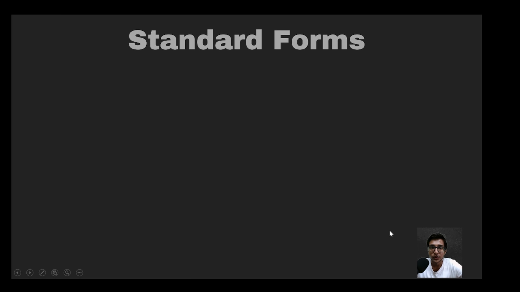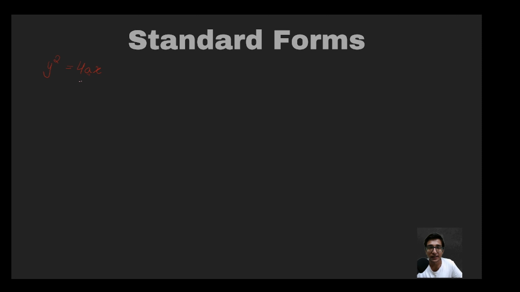Now, let us look into some standard forms of parabola. Generally, the questions that are asked in JEE Mains are based on these standard forms. So first, the standard equation of a parabola is y square equals 4ax, where of course we know what a is. A is just a constant and x and y are our variables.